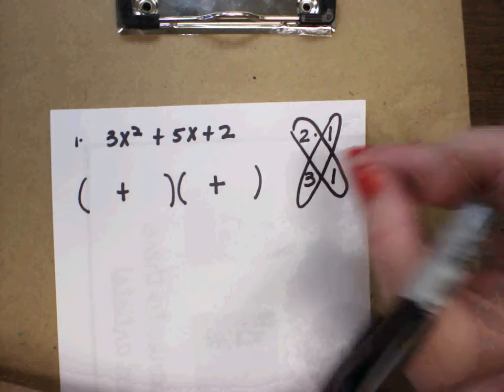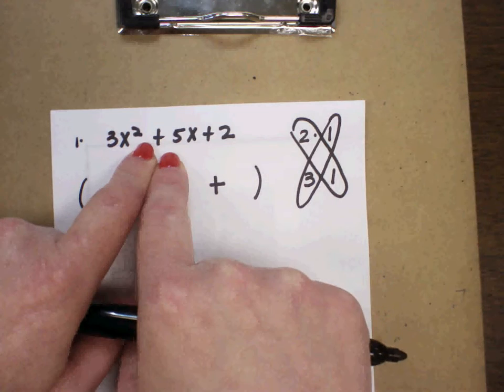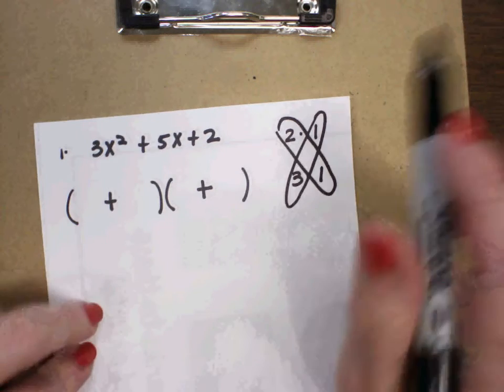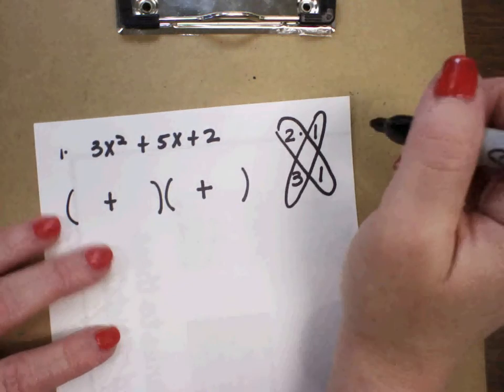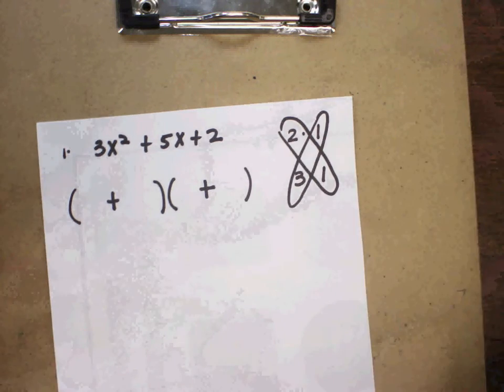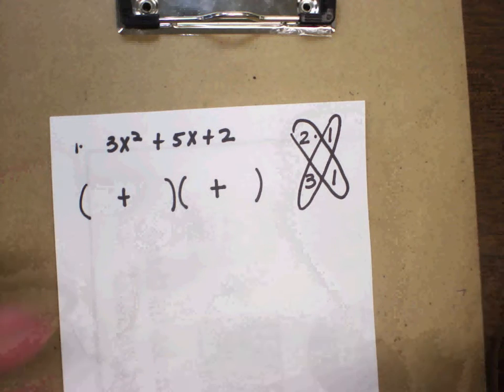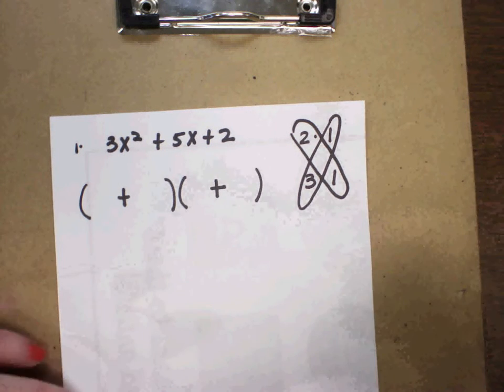All right? So the 3 needs to be multiplied by the 1, so they need to be in different parentheses. And the 2 and the 1 need to also be multiplied, so they also need to be in different parentheses. Now, if you're in doubt, you're going to check it out, so we're going to do the box. And everybody needs to be doing this.